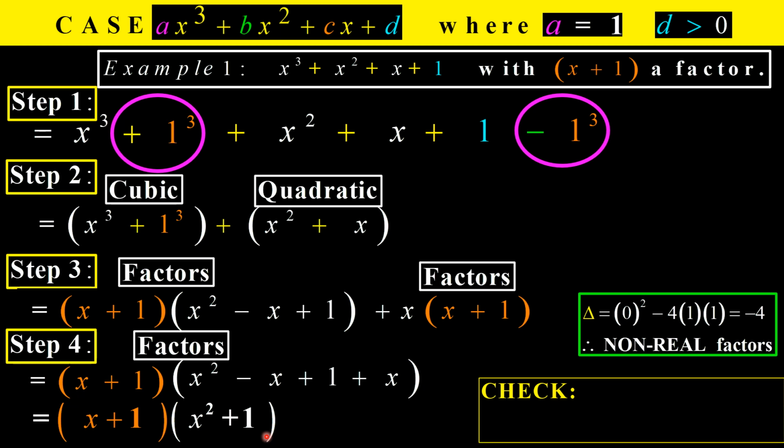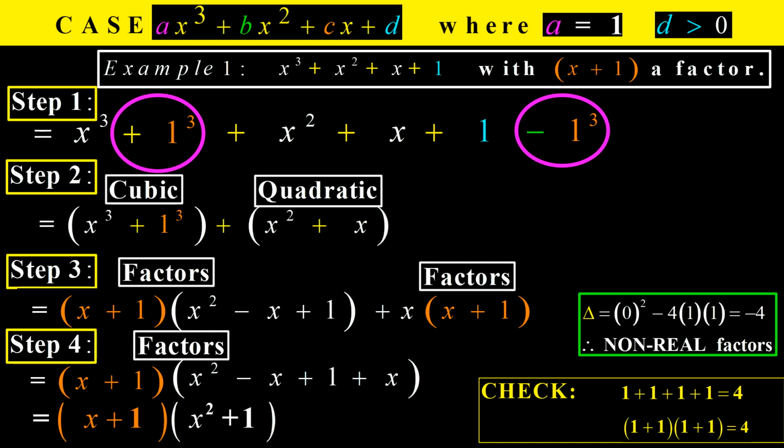Let's just verify that. If I take my original expression, I just take the coefficients. So that's going to be 1 plus 1 plus 1 plus 1, which is 4. And I take my factors, which is 1 plus 1 times 1 plus 1, which is also 4.